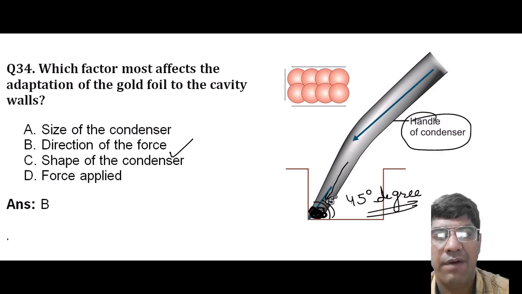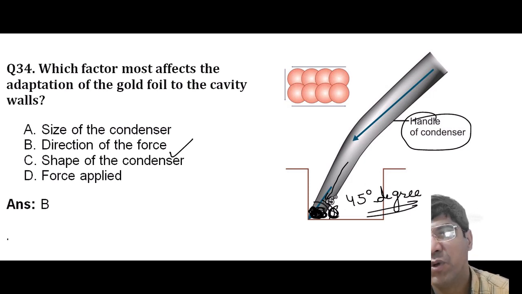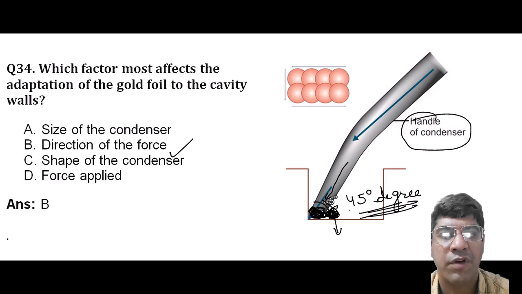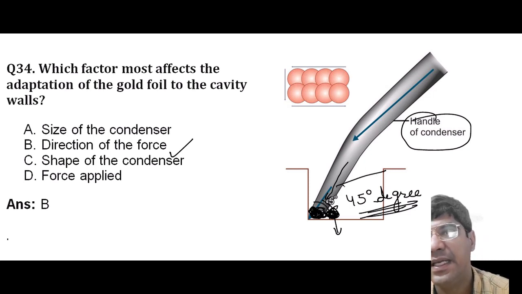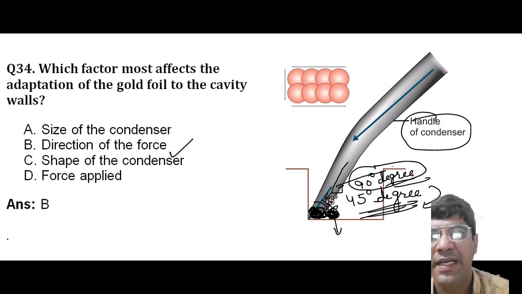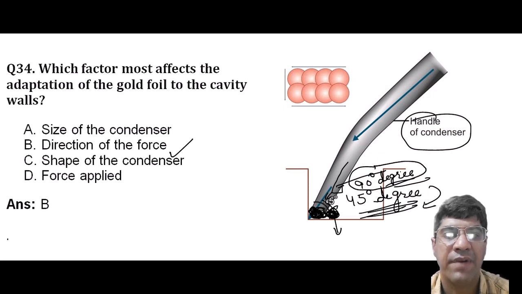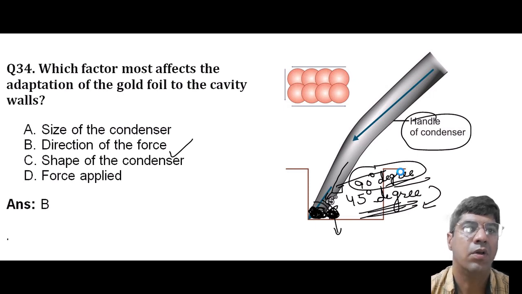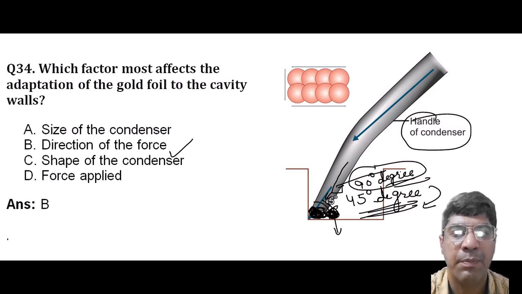and this is the angle at which the force of condensation should be directed. So suppose the first increment has been done at the 45 degree. After that the force of condensation is at 90 degree to the previous condensed gold. So that 90 degree would prevent the displacement of gold piece that has been already condensed. So that is why the direction of force is important.